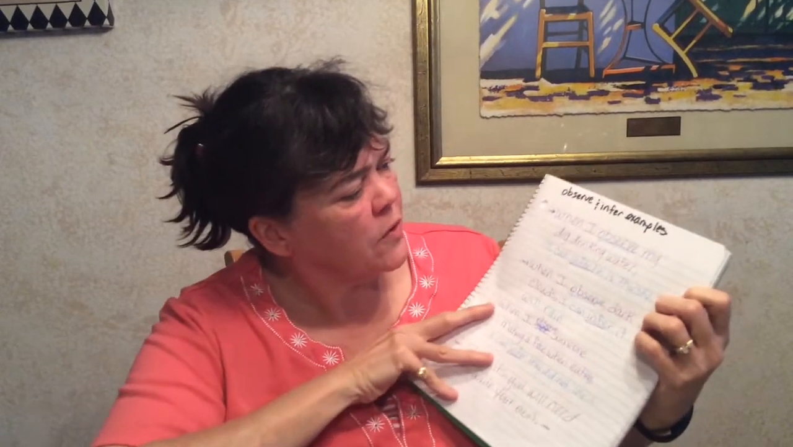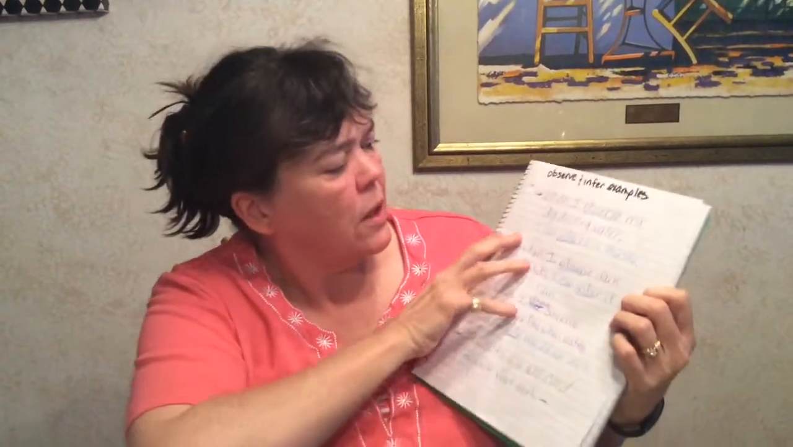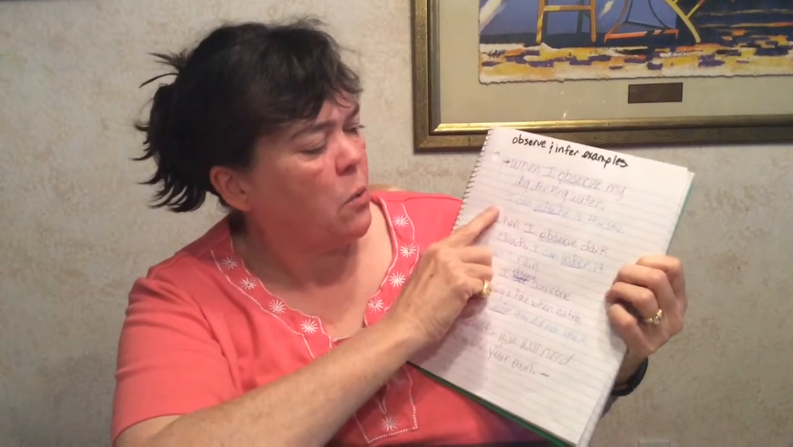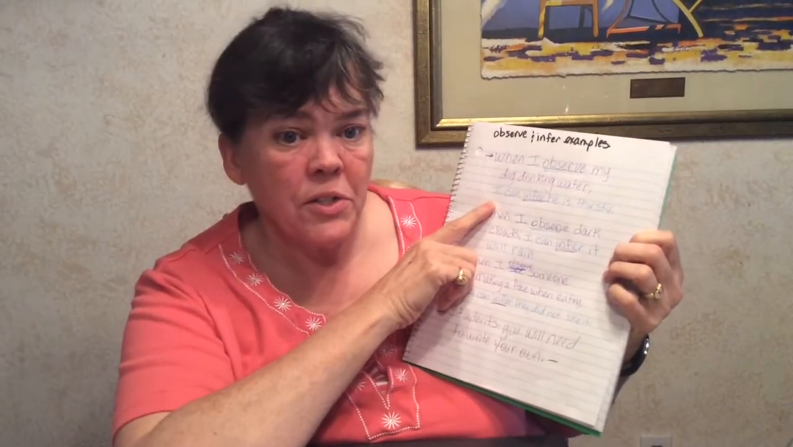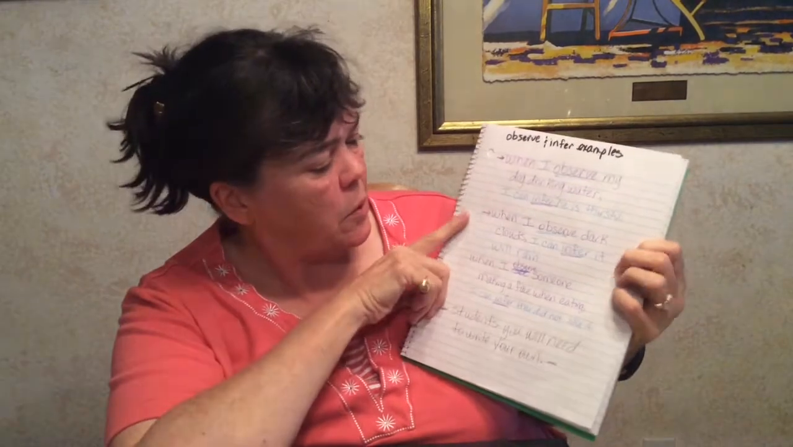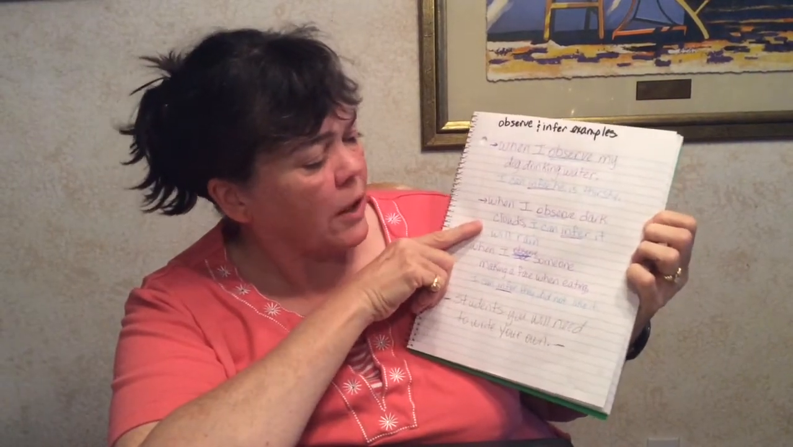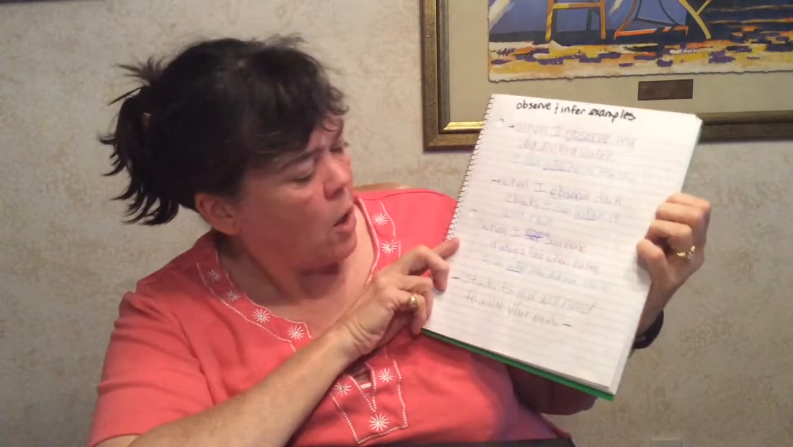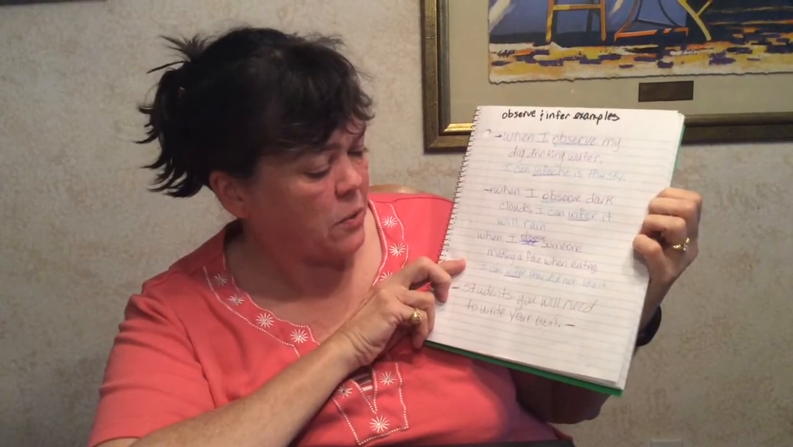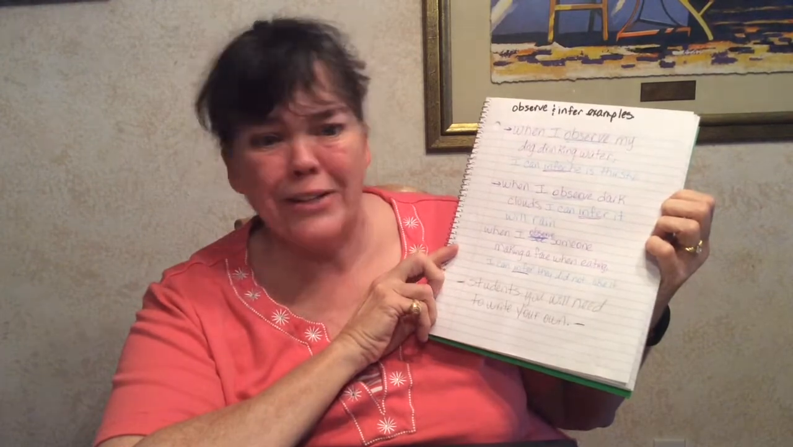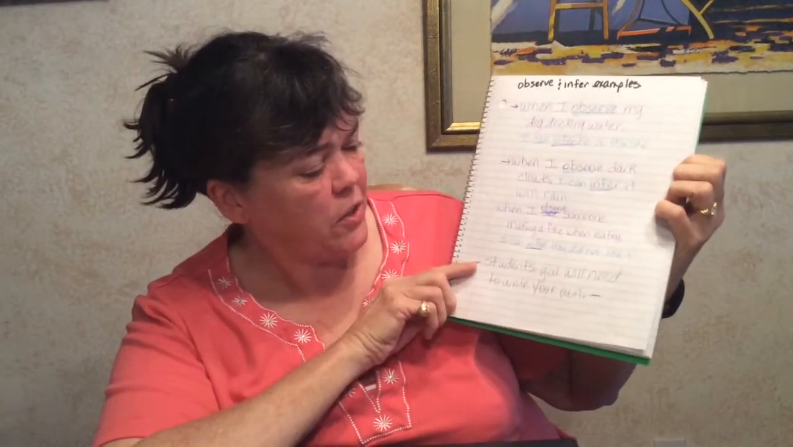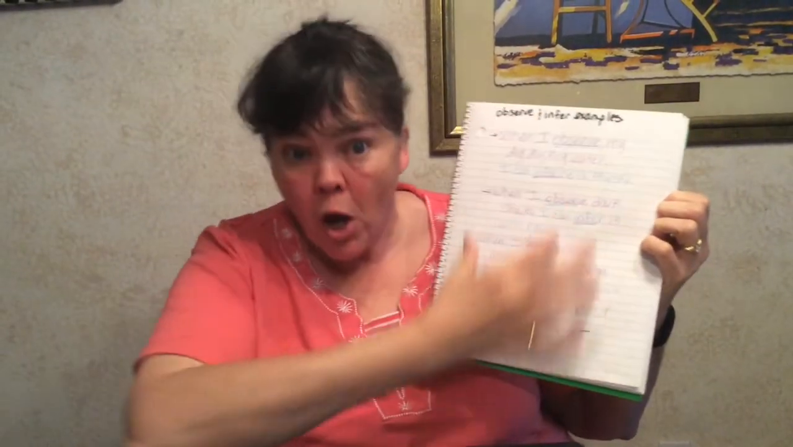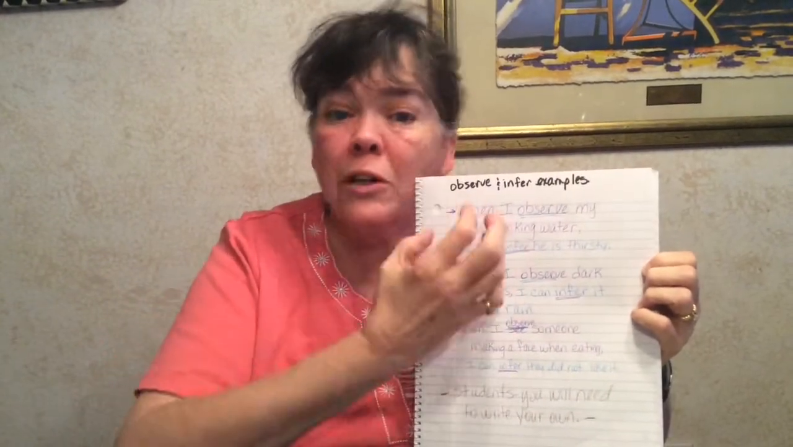And here is my example of observing and inference examples. When I observe my dog drinking water, I can infer he's thirsty. I already shared that with you, but when I observe dark clouds, I can infer it will rain. When I observe someone making a face when eating, I can infer they did not like that. So you will need to make your own. Don't use these. I want you to create your own and do 3 or 4.